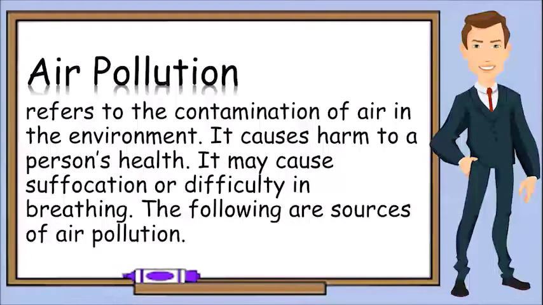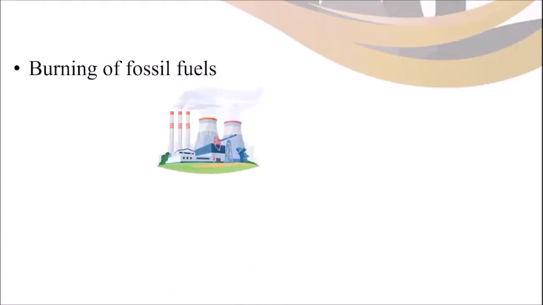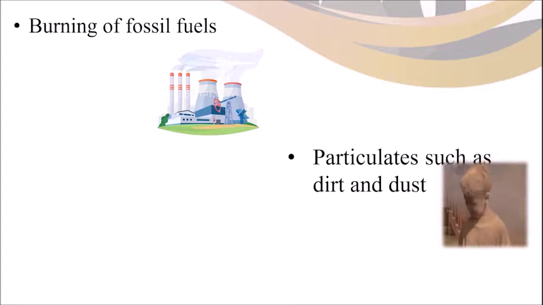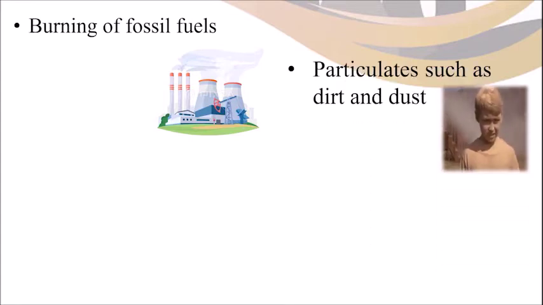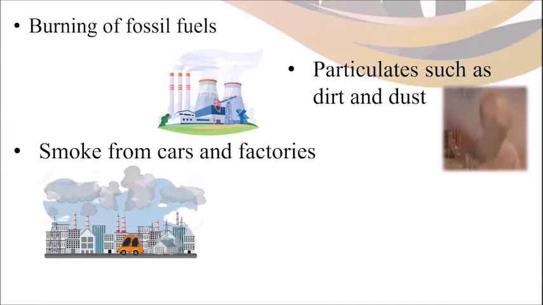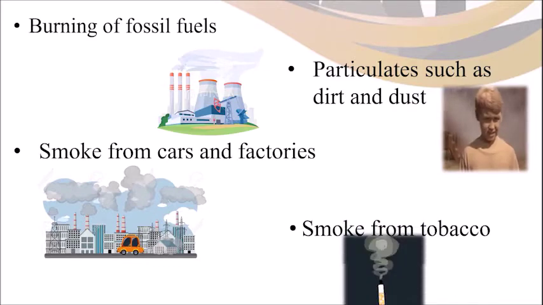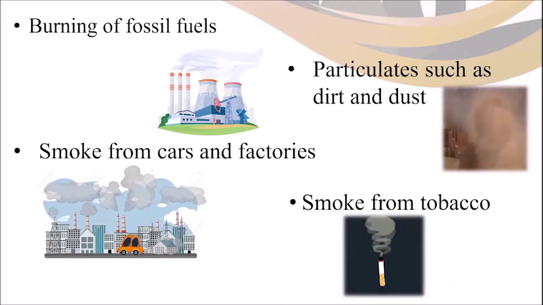Air pollution refers to the contamination of air in the environment. It causes harm to a person's health. It may cause suffocation or difficulty in breathing. The following are sources of air pollution: burning of fossil fuels, particulates such as dirt and dust, smoke from cars and factories, and smoke from tobacco.